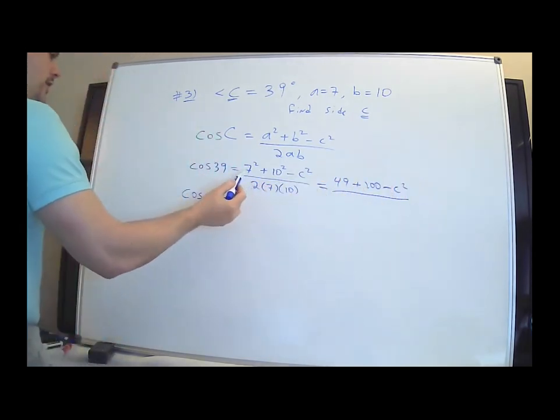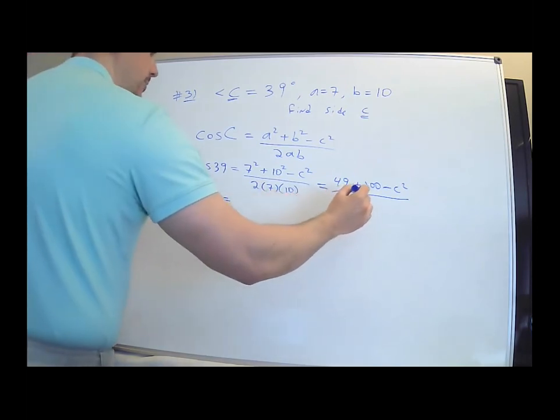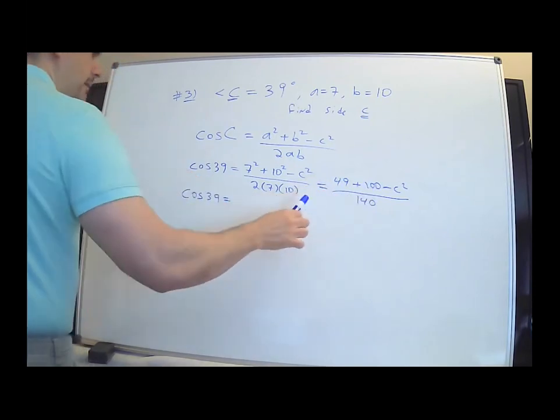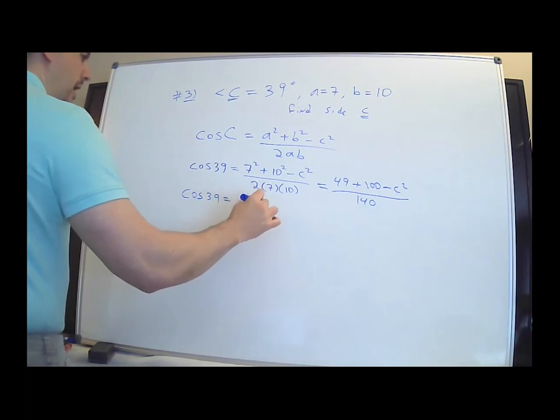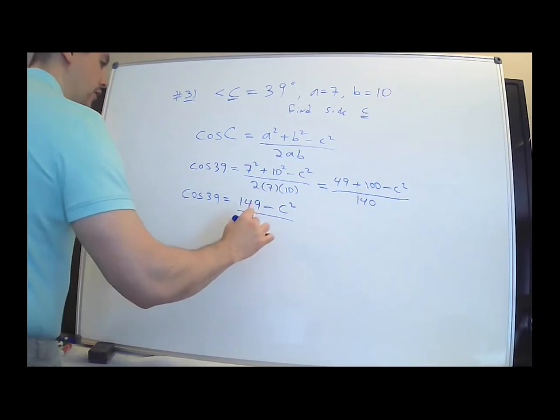All I did is just do 7 times 7, 10 times 10. 7 times 10 is 70, and then you times it by 2, that's 140. Now I can add these numbers together on top. I have a 49 and 100. I get 149 minus C squared on top, and I have this 140 on the bottom.